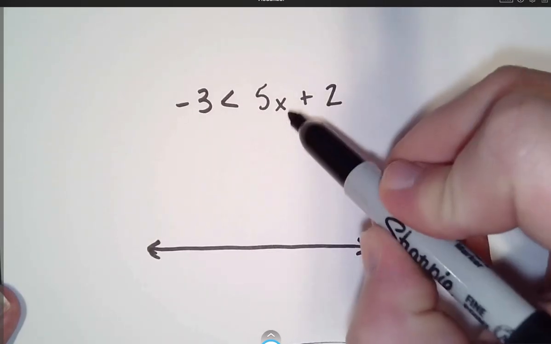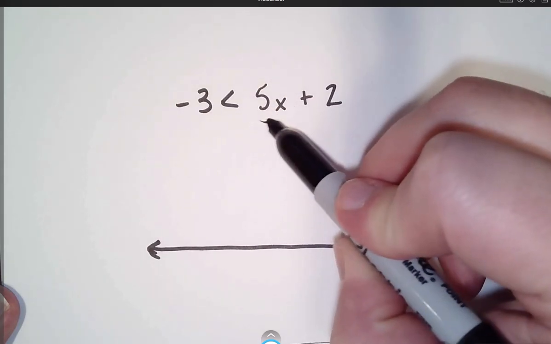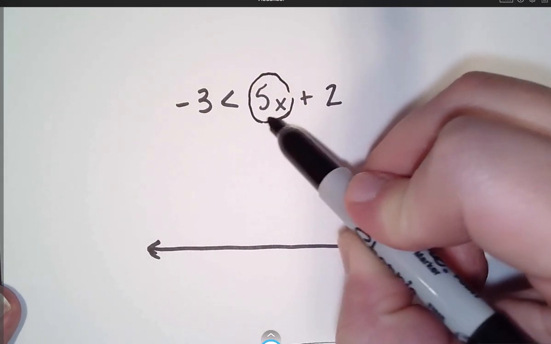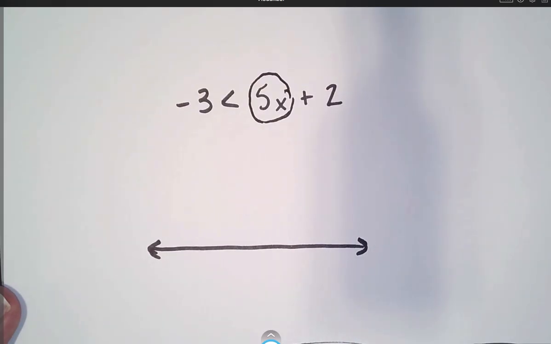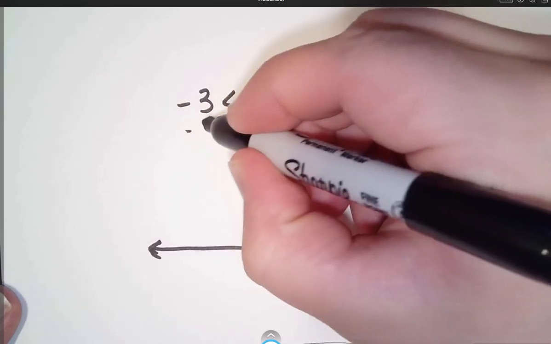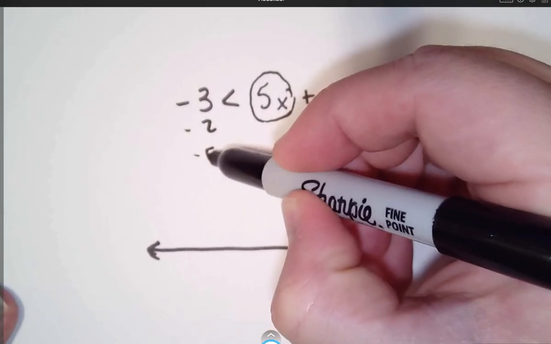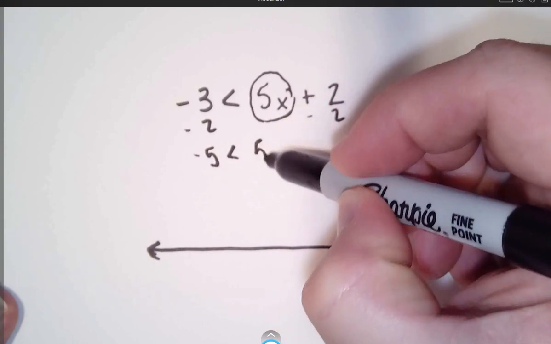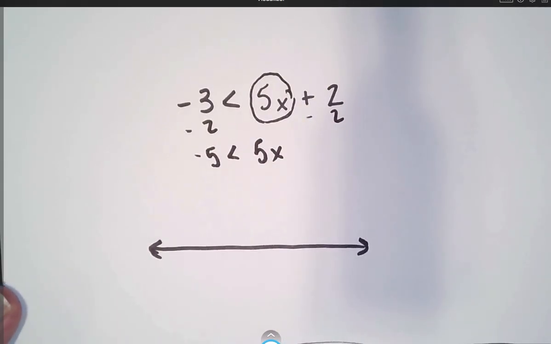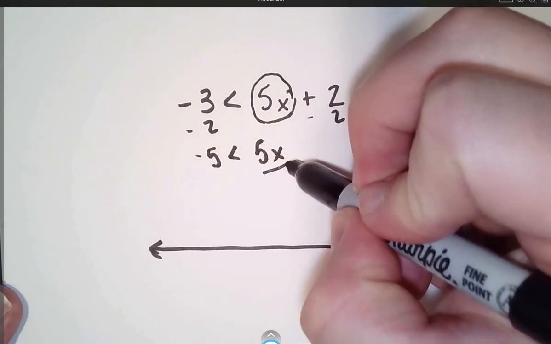So we got to get this x by itself. The 5 and the x are grouped together, so we want to get rid of this 2 first. How do you get rid of a plus 2? We do the opposite, minus 2. Minus 2, same sign, we add. So minus 5 is less than 5x. All right, now we have to do the opposite of multiply, which is divide by 5.